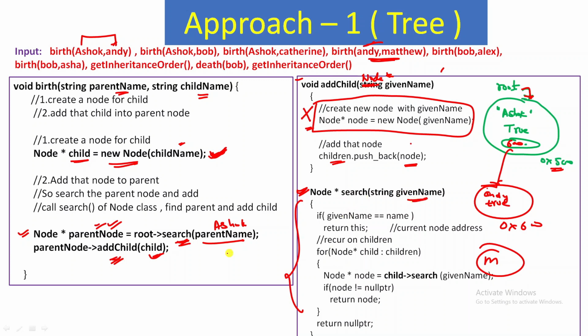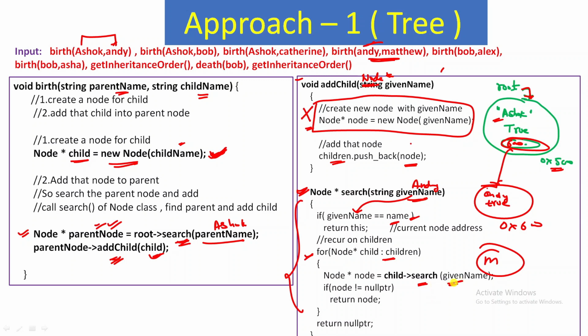In the search we are passing the name of the parent, that is ND. This given name is the name that we are finding, and this name is the one present in my current node. I will check whether this name, Ashok, is equal to my ND. I will say no. So I will come to the children, search the vector of the children, and go depth wise. This is like the DFS way.